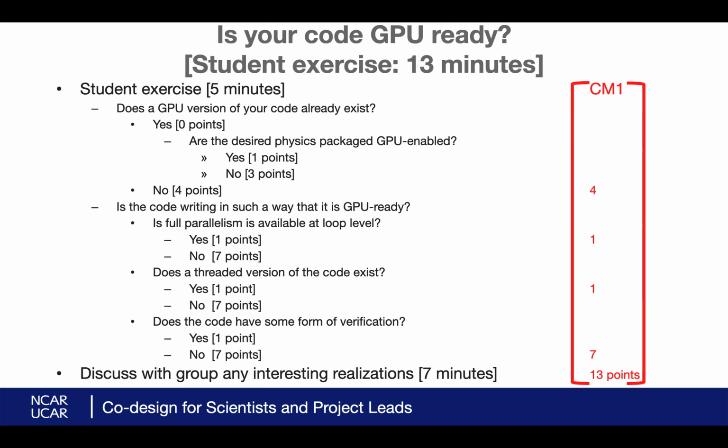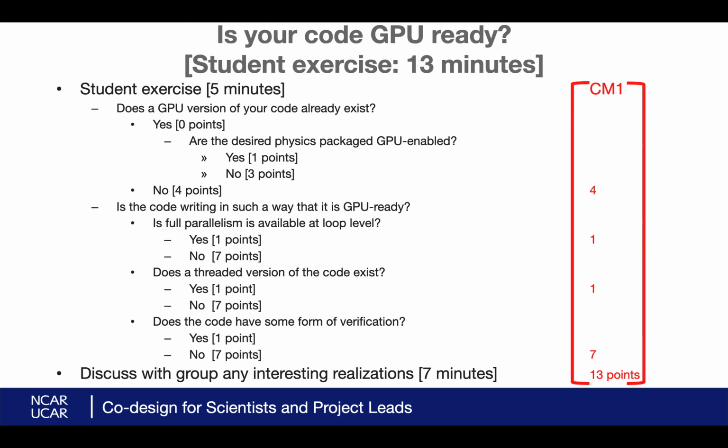So is the GPU version of your code already existed? That's a no, so I got 4 points for that. Is the code written in such a way that it's GPU ready? Thankfully, yes. Does a threaded version of the code exist? Yes. And does the code have some form of verification? 7. So it didn't. So we needed to create that, and we actually moved forward before we had a solid form of verification. So that was challenging.